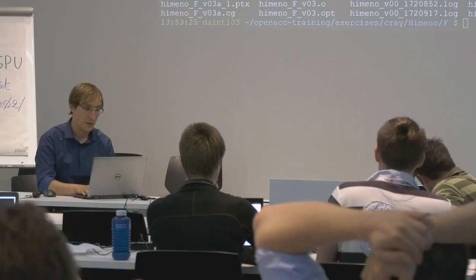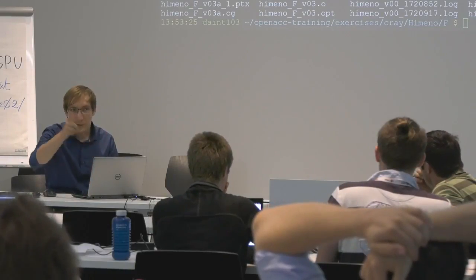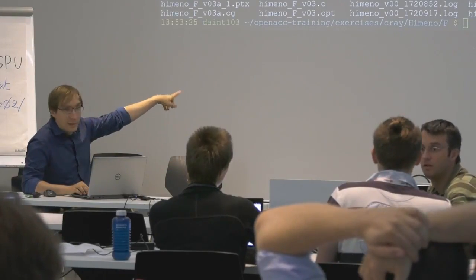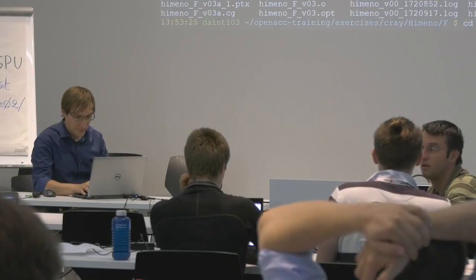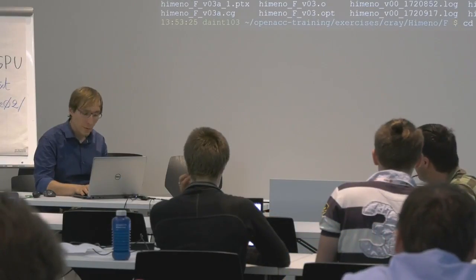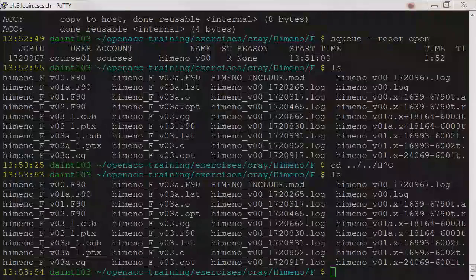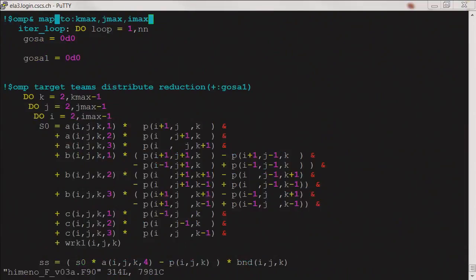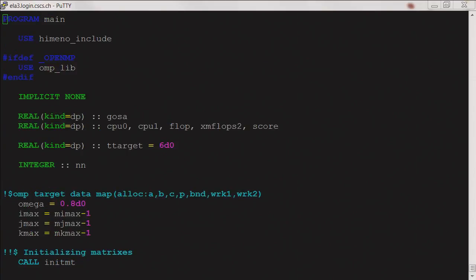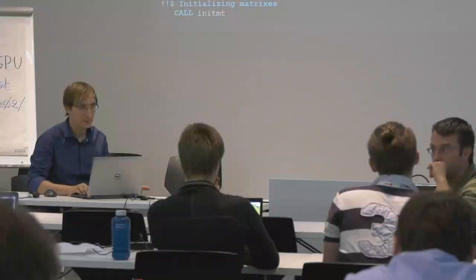If you want to run it in parallel, there is the Himeno prepared directory. You see, I'm now in the Cray Himeno Fortran version, and two levels up. So the version we prepared now is not portable. Let me have a look. There it is, the version we used. There is no other OpenMP statement in there besides what we added. Yes, that's true, so there is no host OpenMP parallelization included so far.